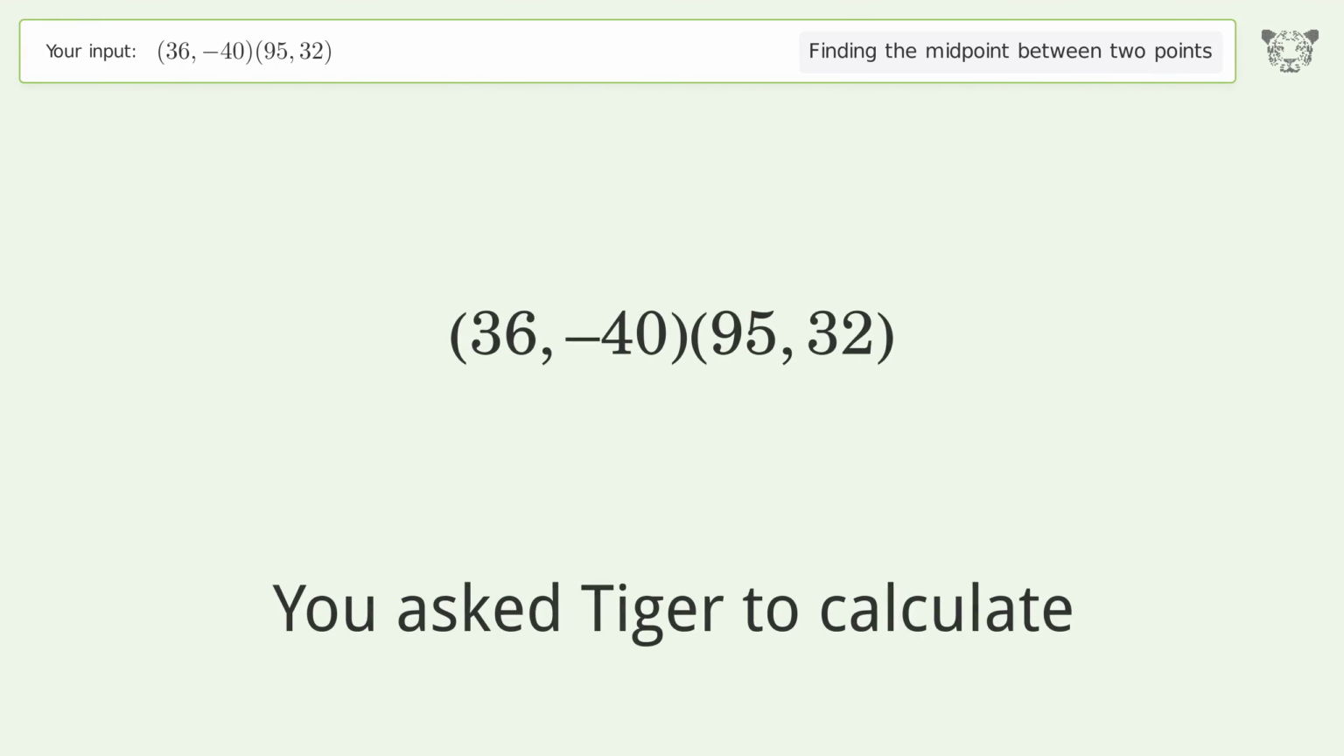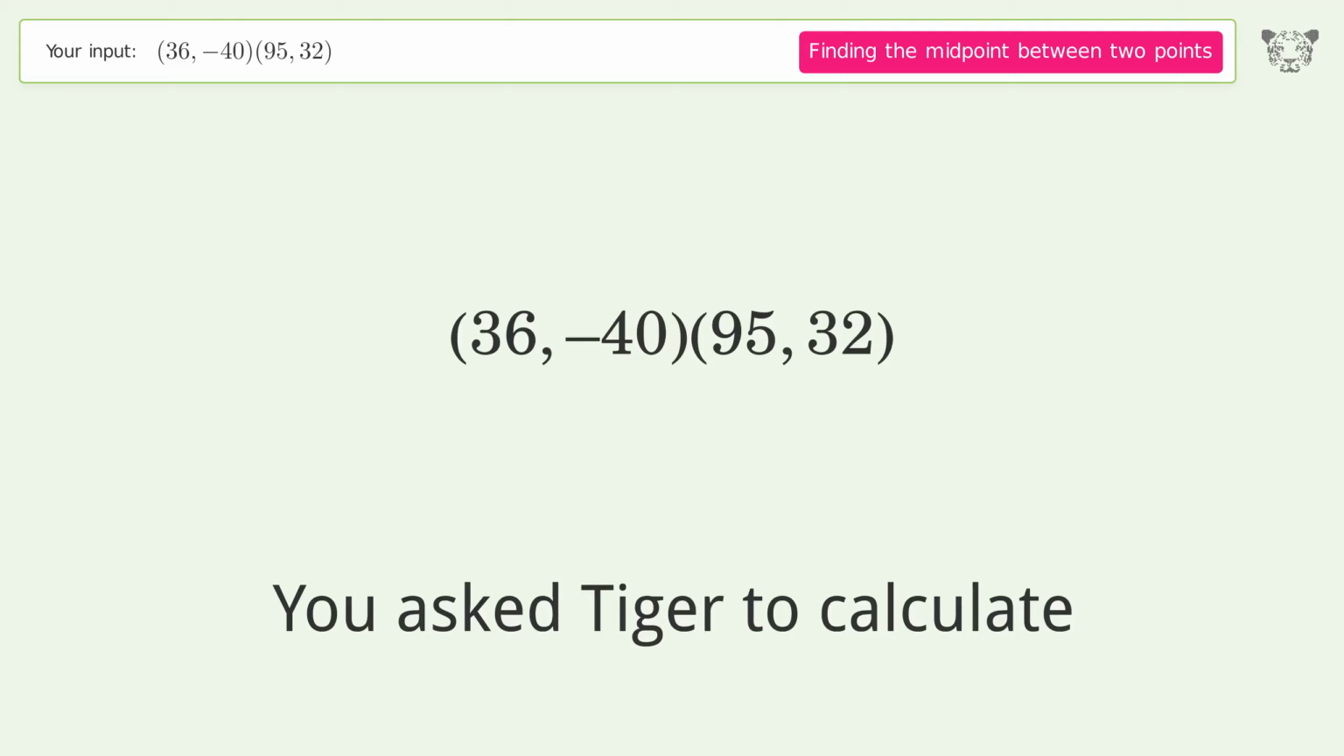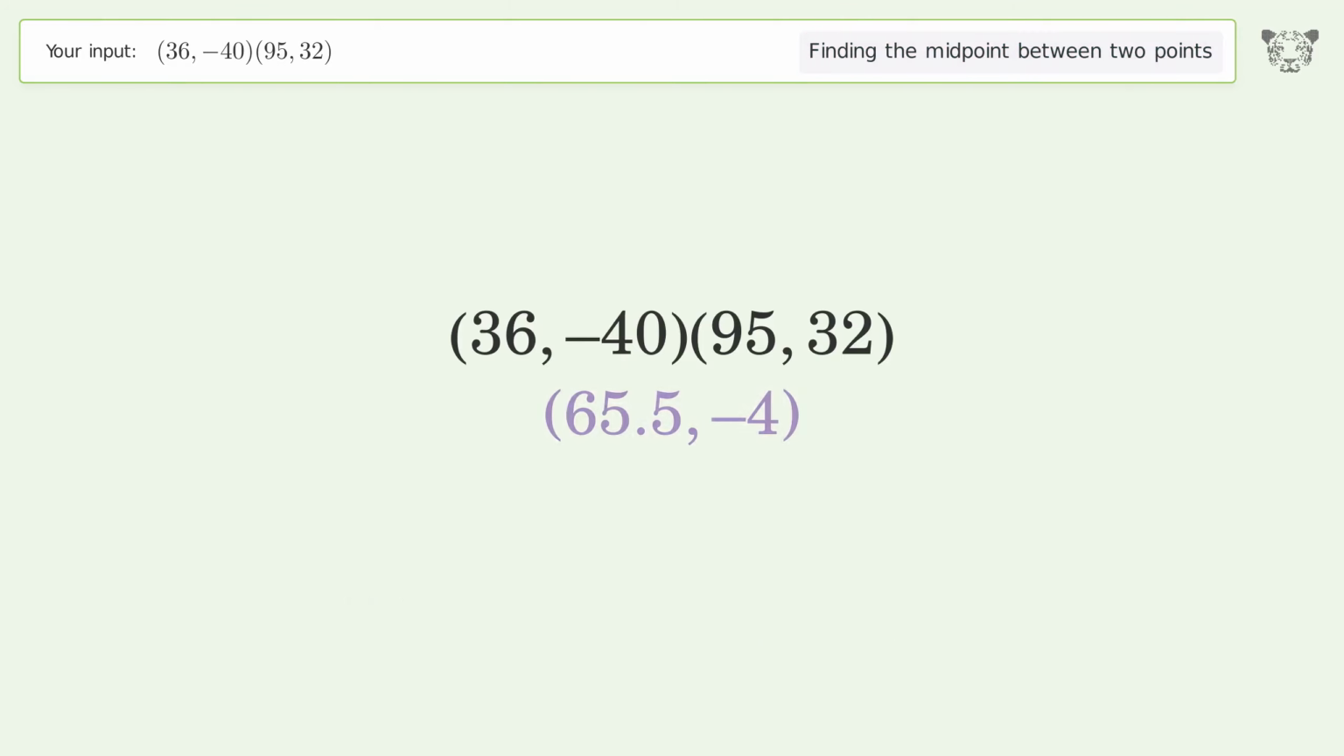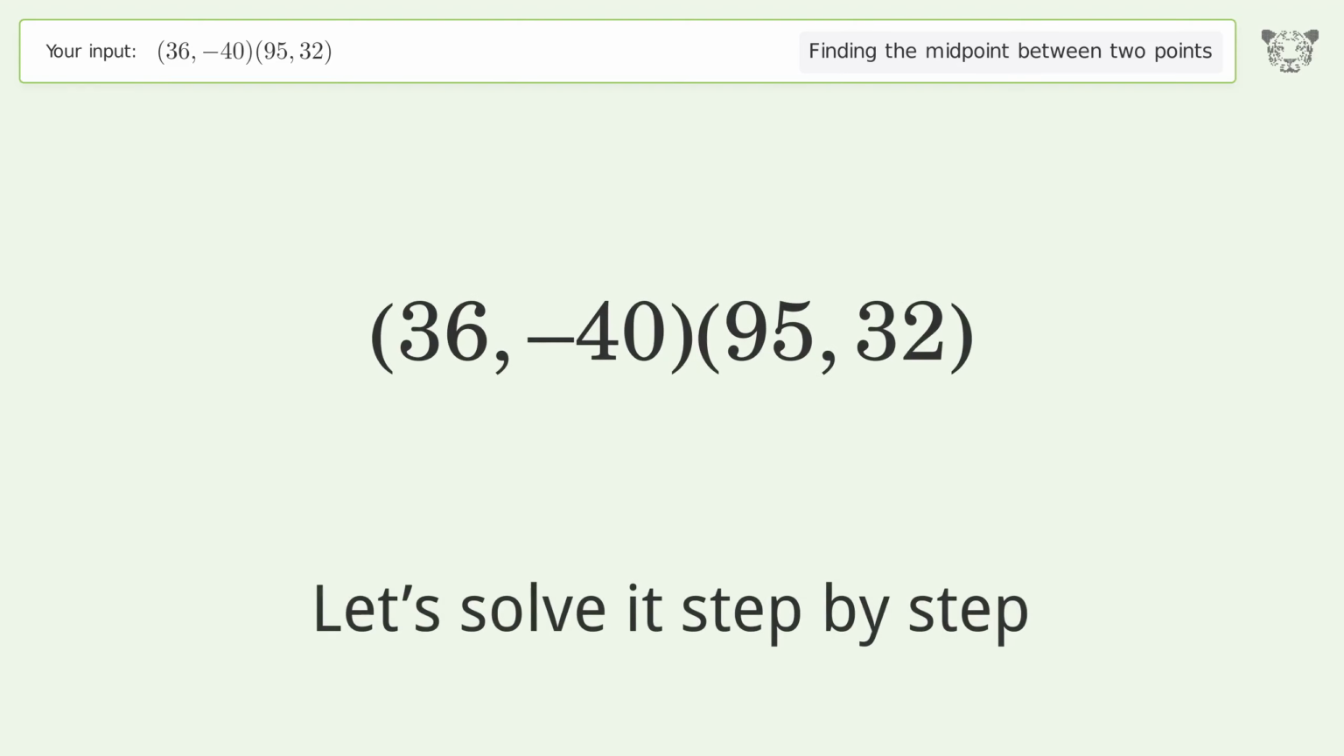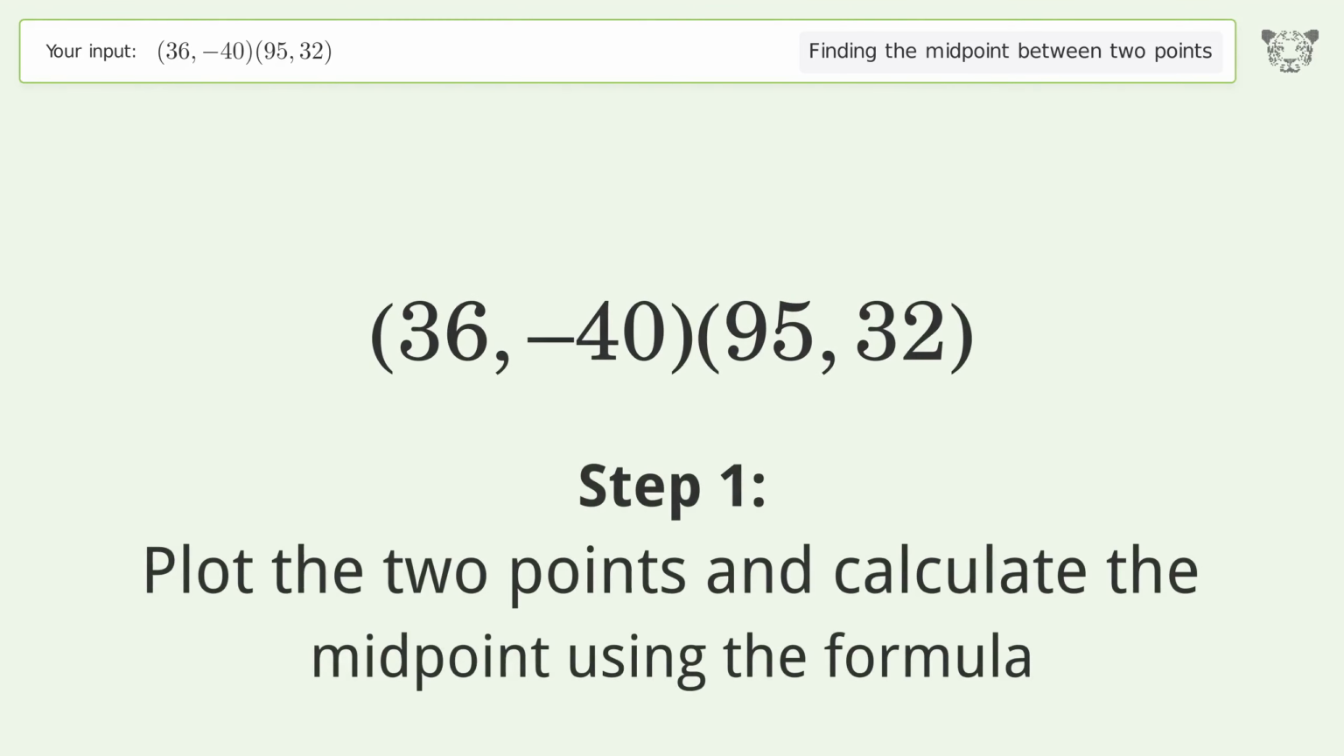You ask Tiger to calculate. This deals with finding the midpoint between 2 points. The midpoint between the 2 points is 65.5, -4. Let's solve it step by step. Plot the 2 points and calculate the midpoint using the formula.